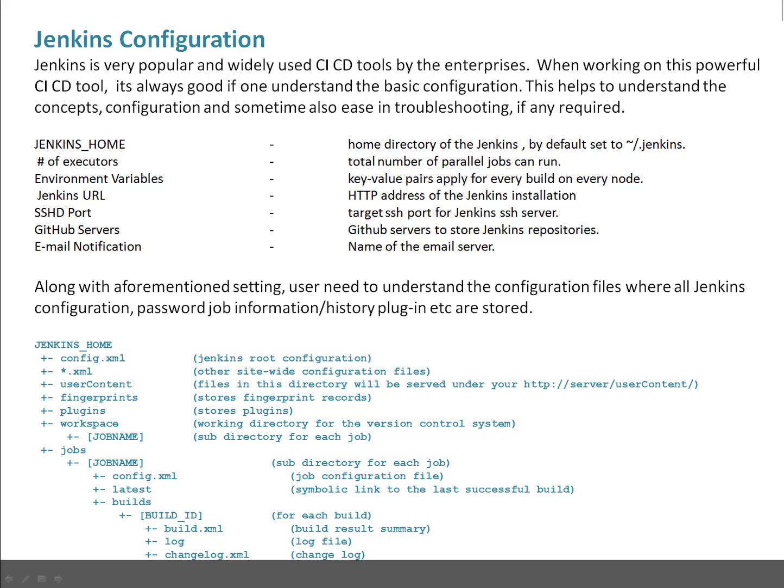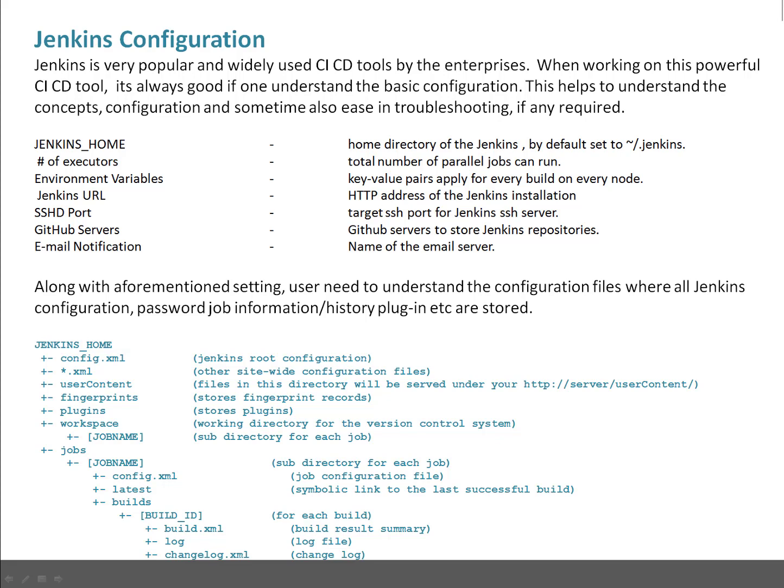So basically guys, Jenkins Home is the home directory of the Jenkins. It is by default set to the home directory of the Jenkins user. Next thing is number of executors. Number of executors is basically the number of parallel jobs which can run on the Jenkins server. By default, it is set to the number of CPUs on your machine, but you can tune it. You can make the number less or bigger, up to you.